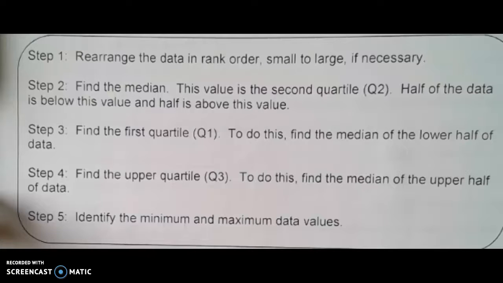This value is called the second quartile, which is Q2. Half of the data is below this value, and half of the data is above this value. After you've calculated the median, step 3, you're going to find the first quartile, which we call Q1. In order to do this, you're going to find the median of only the lower half of the data, all data that's less than the median. In step number 4, you're then going to find the upper quartile, which we call Q3. In order to do this, you're going to find the median of the upper half of the data, only the pieces of data that are bigger than the median. And the last thing that you'll have to do is identify the minimum and maximum data values for your set.